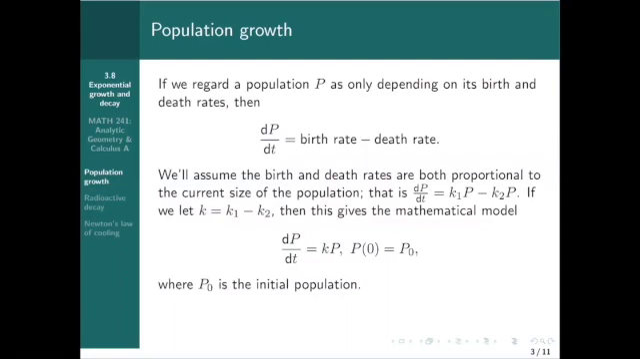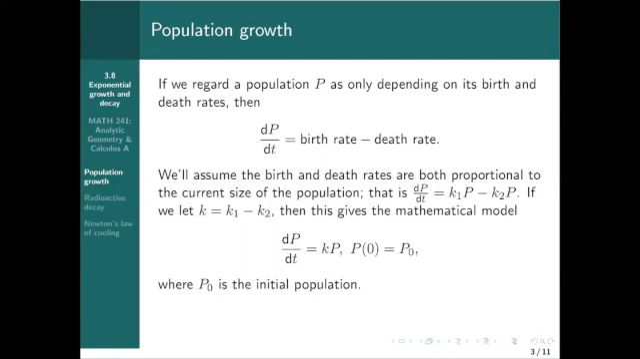Let's suppose that we are regarding a population P as only depending on its birth and death rates. So dP/dt, the variation of the population over time, is going to be given by the birth rate minus the death rate. In the problems that we are going to see, we are always going to assume that the birth and death rates are proportional to the current size of the population.